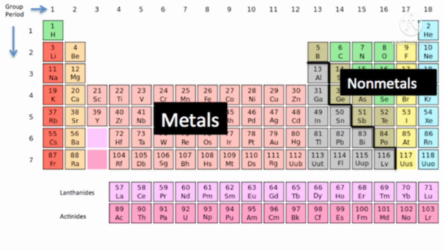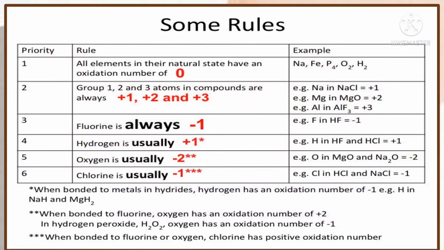However, the elements that belong to the grayish section are considered metalloids because they have the characteristics of both metals and non-metals. And it is so important to refer to your periodic table because such arrangement has much to say, especially in setting some rules concerning oxidation number. Now here are some rules concerning oxidation number. Make sure you have your periodic table with you so you can go over it.